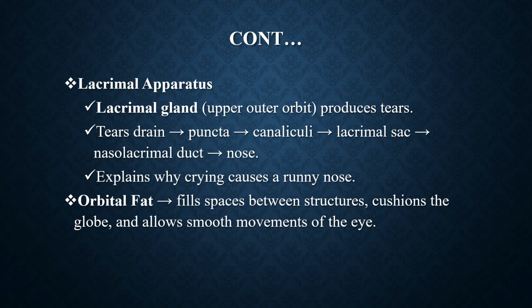So we have this system, the puncta, the canaliculi, lacrimal sac, nasolacrimal duct. So that's the time that you start developing a runny nose. Not because you are sick, but because of what? Too much production of tears. Now then we have the orbital fat, which fills spaces between the structures. So this fat helps in cushioning the globe and allows smooth movement of the eyeball.